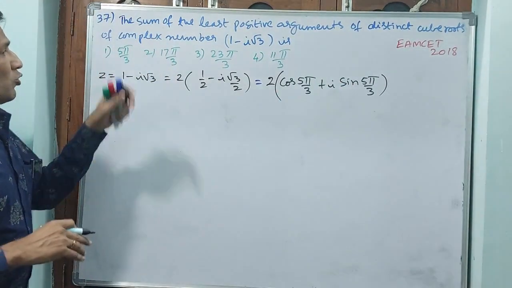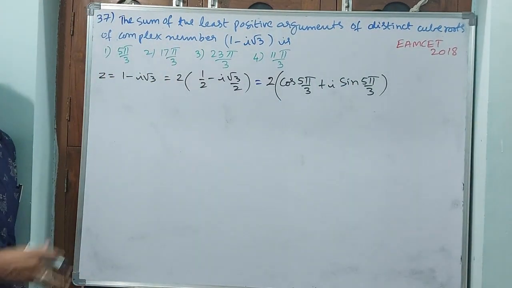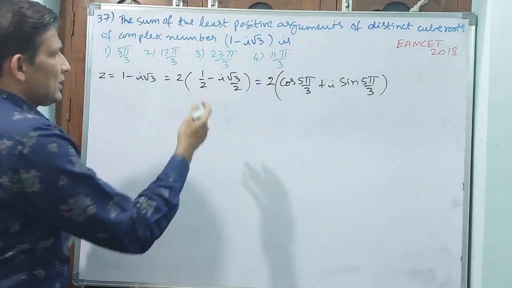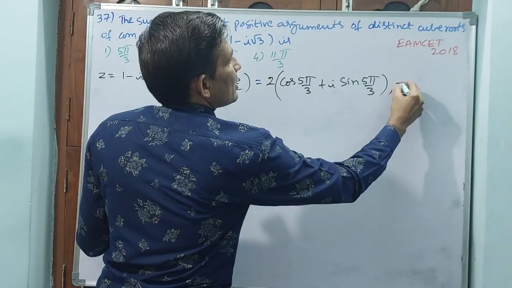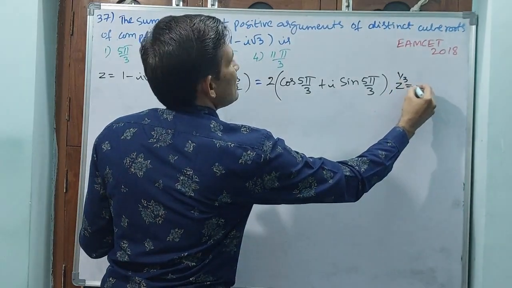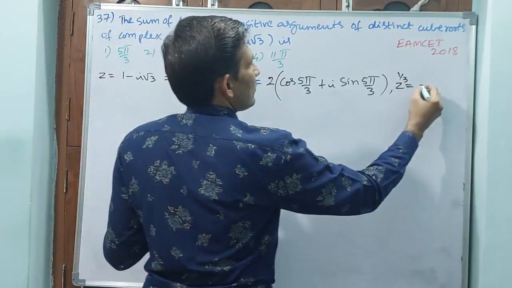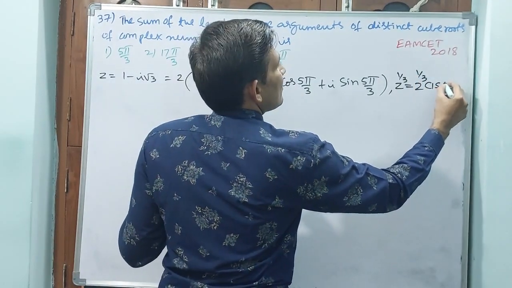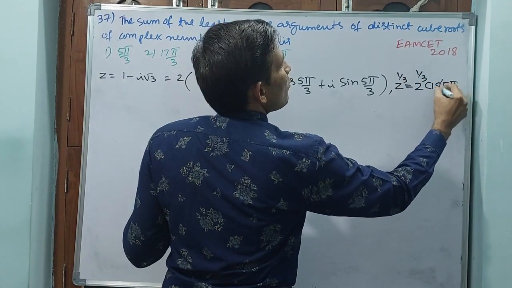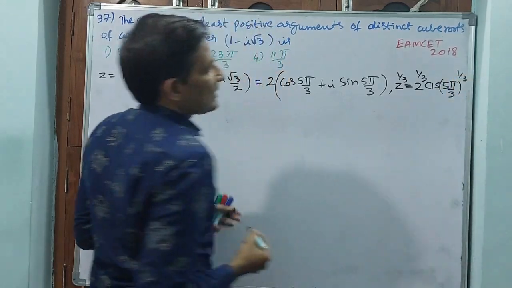Okay, cube root means what is going to happen? Power 1 by 3 you have to keep, that's all. That means, you see, cube root. I am writing Z power 1 by 3 is equal to 2 power 1 by 3, CIS 5 pi by 3, whole to the power of 1 by 3. Is it correct?